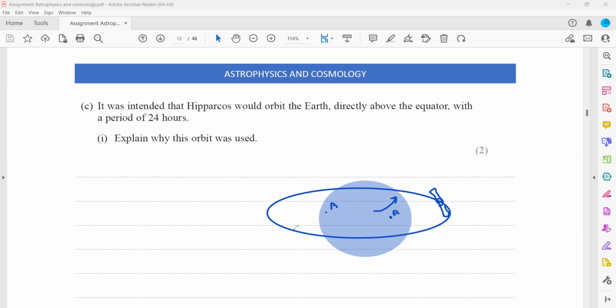If A is here, the satellite will be just above that. If A is at this point, the satellite will be just above that. So in all positions the satellite will remain above it, which makes it easy to communicate. That's why geostationary satellites are relatively easy to communicate with compared to satellites which are not geostationary, as they change position. With a period of 24 hours, it will always remain at the same point above the Earth.